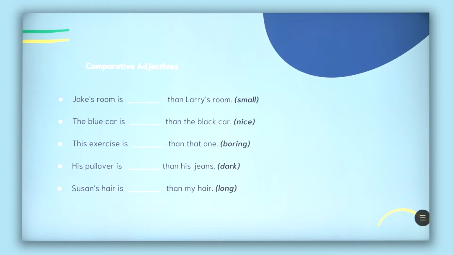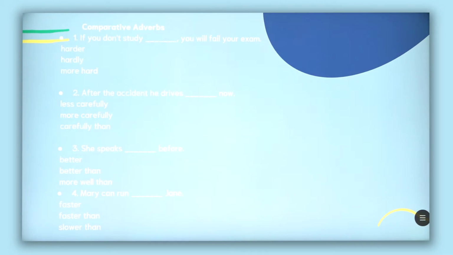The first one is: Jake's room is smaller than Larry's room. The blue car is nicer than the black car. This exercise is more boring than that one. His pullover is darker than his jeans. And the last one: Susan's hair is longer than my hair. Of course, we know that adjectives describe nouns, and the comparative adverbs modify the verb.